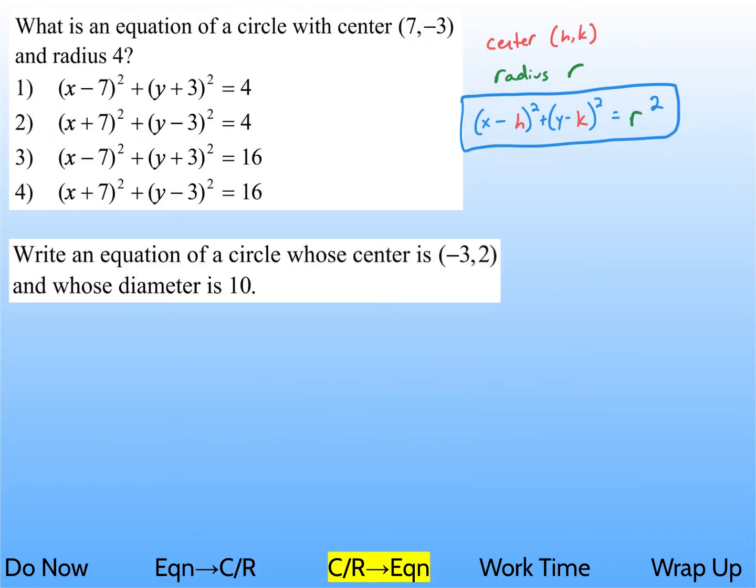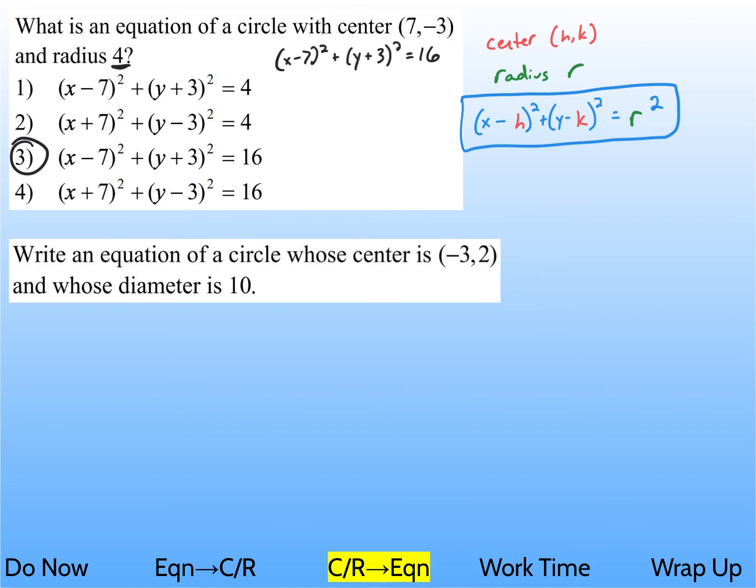So for this one, we're going to use the same exact formula, except the difference is they give us the center and the radius, and we got to figure out what the equation is. So we just plug it in. And remember, switch the signs for the center. So we have a center of 7, negative 3, which means we're looking for (x minus 7) squared plus (y plus 3) squared equals radius of 4. This equals 4 squared, or to simplify matters, because none of these have a squared, we actually square that 4, and we get 16. So that looks like choice 3.